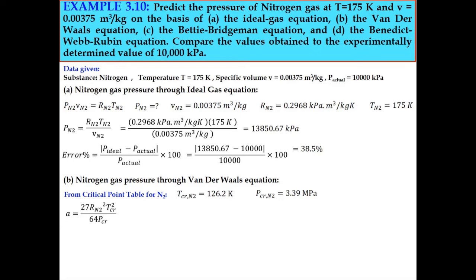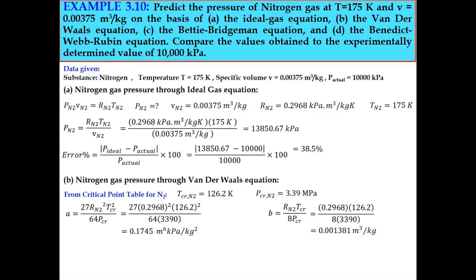Based on the van der Waals equation, we need to determine the value of a. So a equals 27 multiplied by R for nitrogen squared multiplied by critical temperature squared, divided by 64 multiplied by critical pressure. Substituting all the data, we get a equal to 0.1745 meter to the power of 6 kilopascal per kilogram squared, and b equals R for nitrogen gas multiplied by critical temperature divided by 8 multiplied by critical pressure. Substituting the values, we get b equal to 0.001381 meter cubic per kg.